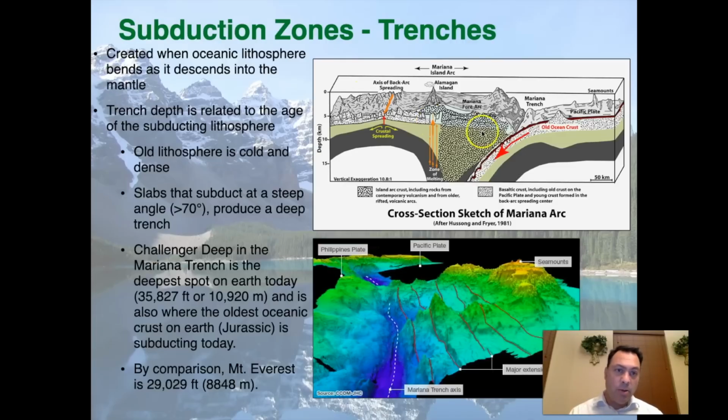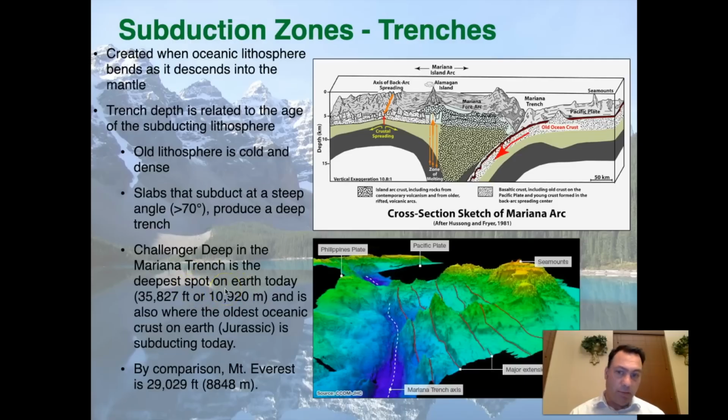And as a consequence, this crust that we see, the subducting crust into the Mariana Trench from the Pacific plate underneath the Philippines plate, is Jurassic in age, which is quite old. And so it subducts at a pretty high angle. So slabs that subduct at a steep angle of greater than 70 degrees, they tend to produce a deep trench. And so that's what we see out in the West Pacific. Challenger Deep in the Mariana Trench is the deepest spot on Earth today.